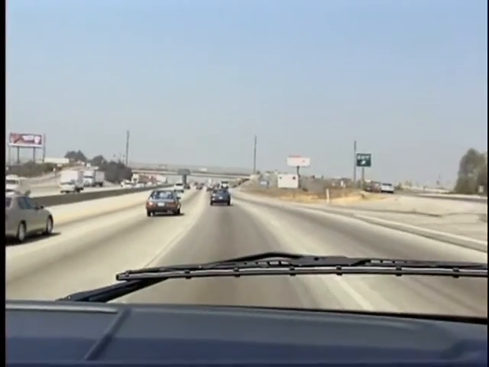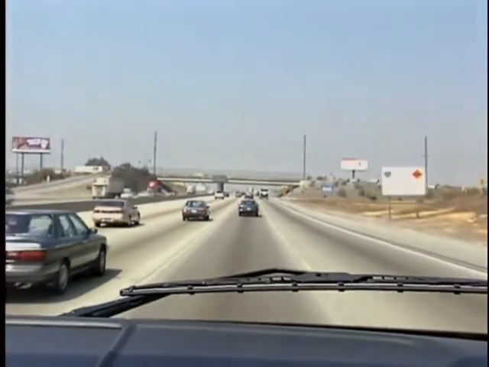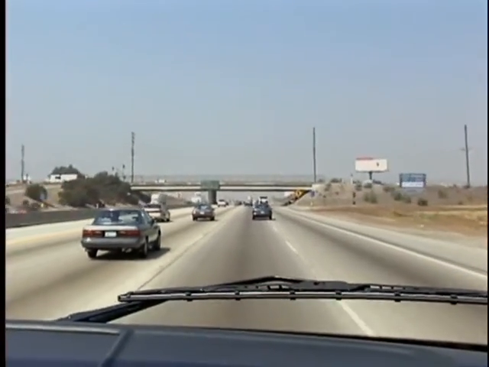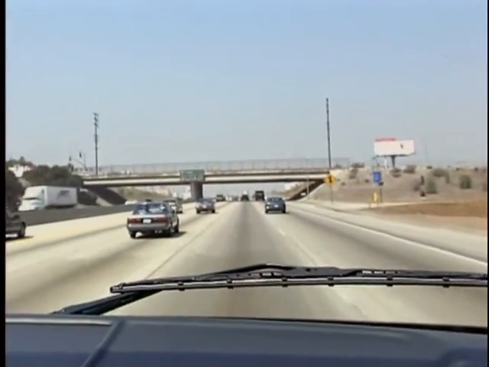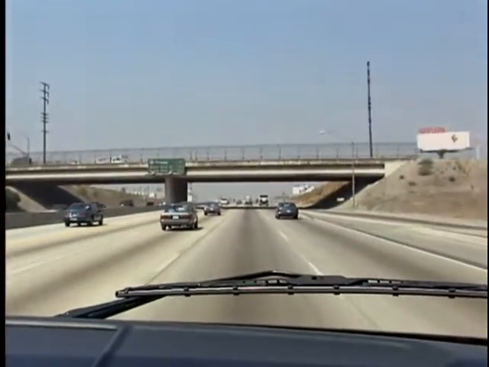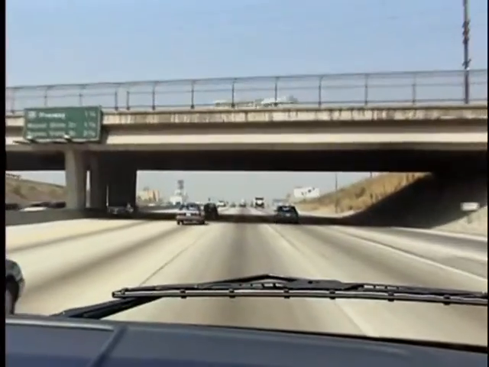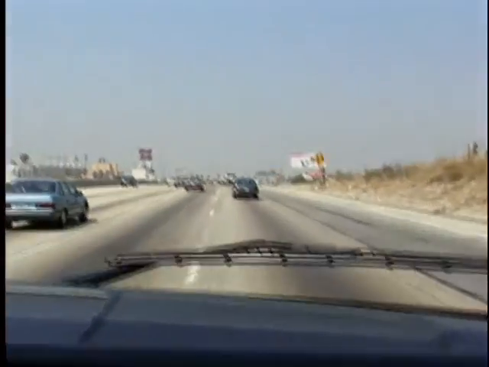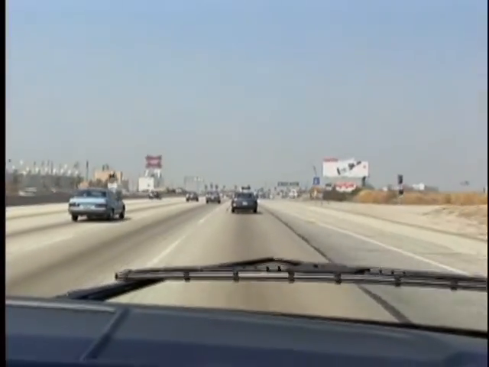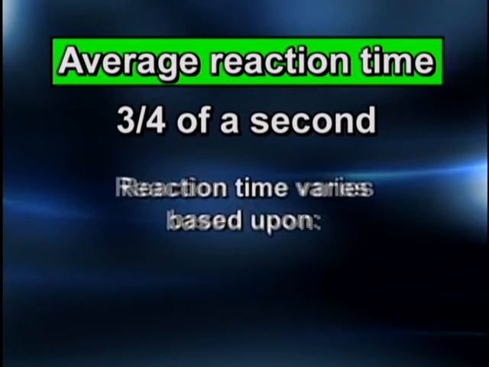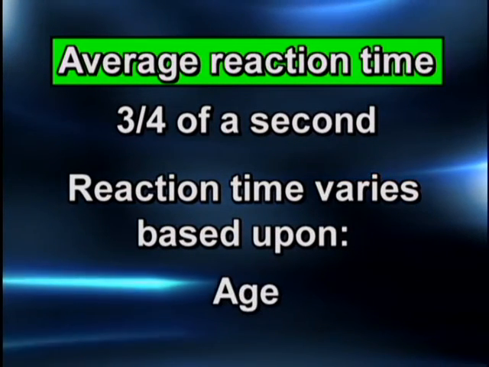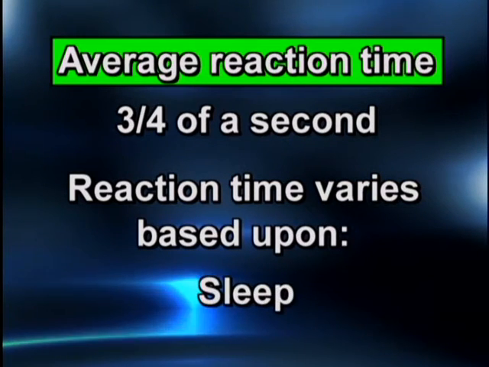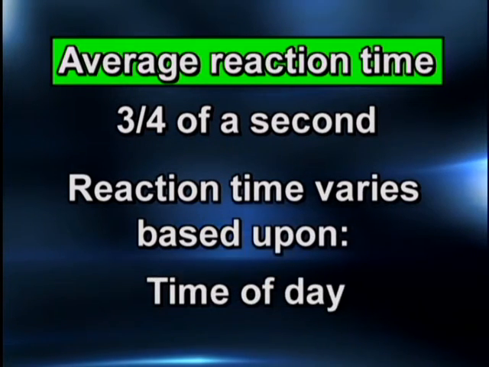It is difficult to keep a complete cushion of safety around your ambulance in congested areas, but you should still try to maintain it as much as possible. A 5-second minimum following distance will give you the breathing room you need to scan in all directions for potential problems. Average reaction time is estimated to be 3/4 of a second, but it varies depending on your age, your health, how much sleep you've had, the time of day, etc.